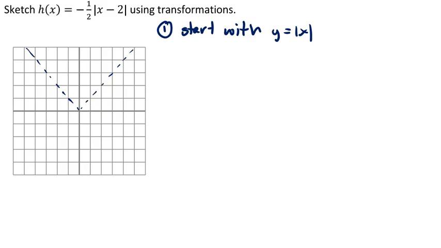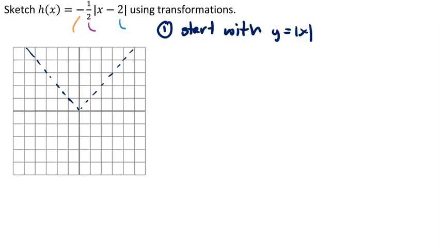The next thing that you have to do is identify all the transformations. So I'm seeing this negative sign out in front. I am seeing a 1/2 out in front, and I'm seeing this -2 in with the x.